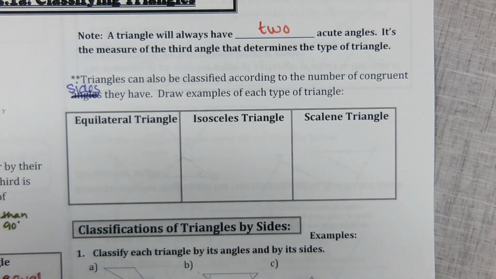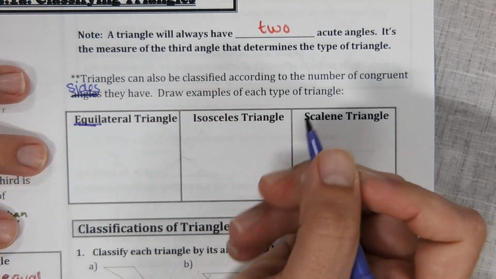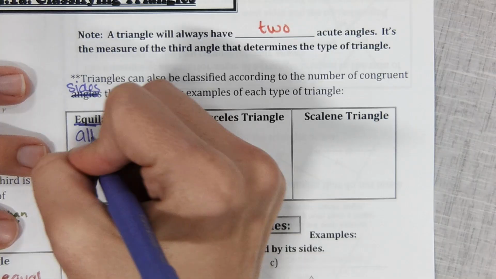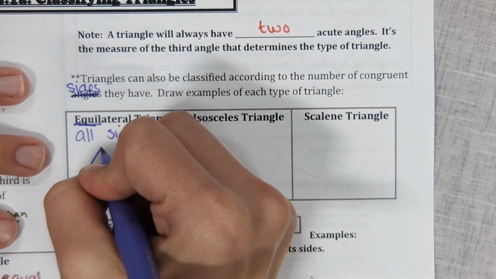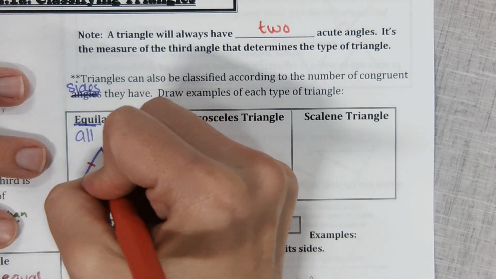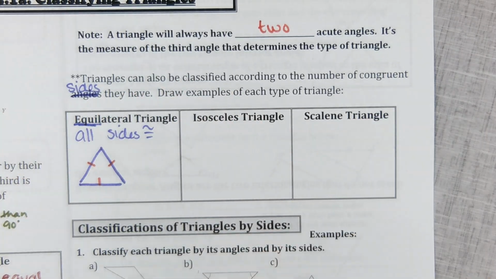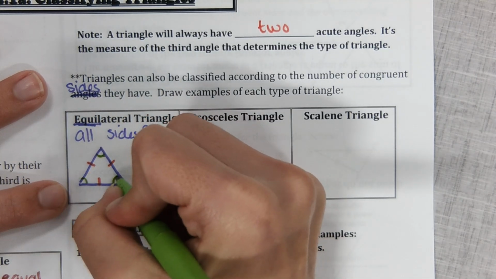You've likely seen these before. It's probably been a couple years. An equilateral triangle, again, equal means that all the sides are equal. All sides are congruent. So it looks like this, and all the sides are the same length. And with all the sides being the same length, all the angles are the same as well.